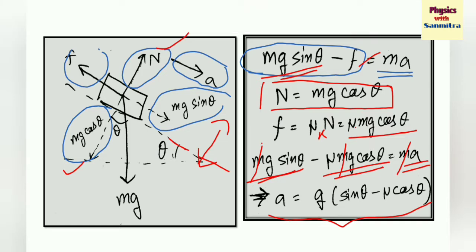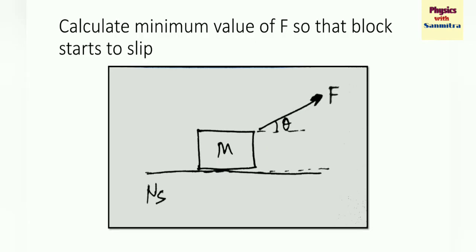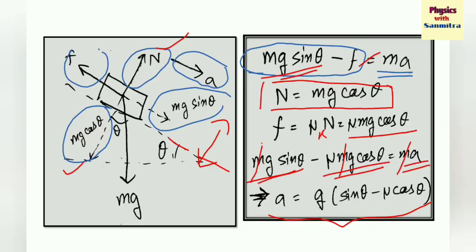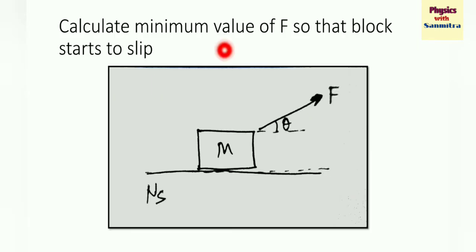So this was an illustration to find out the acceleration of an object which is encountering friction down the inclined plane. Okay, now the next problem. Calculate the minimum value of F so that the block starts to slip. This is a block which is kept on a rough surface, and the coefficient of static friction is given as mu s.